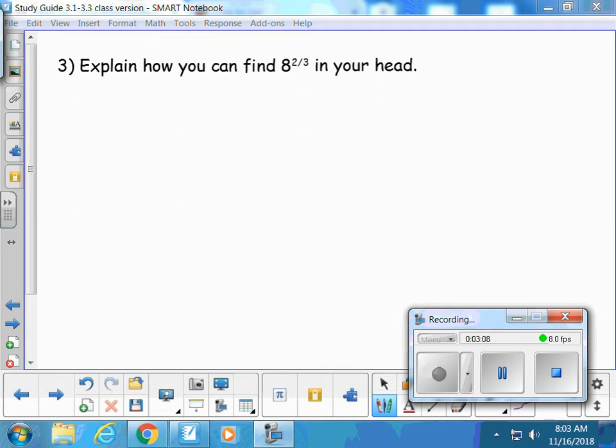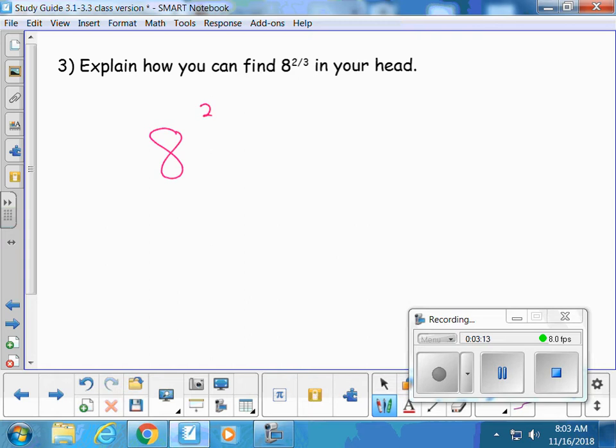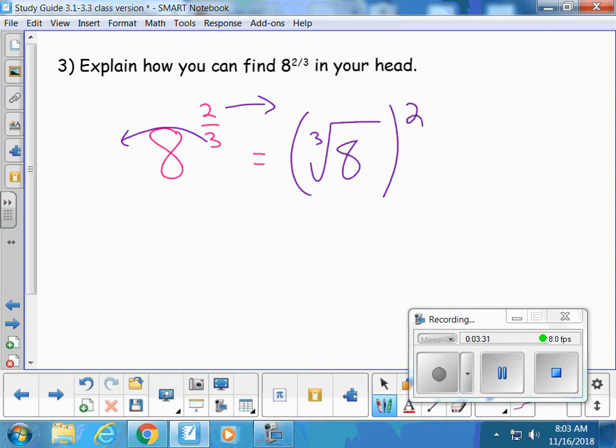All right, we're back. Number 3. Explain how you can find 8 to the 2/3 in your head. Now, I know you can just type it in, but we want to talk about how we can utilize radicals. Do you remember where the 2 would go and where the 3 would go? The 2 would head to the right. He's going to become an exponent. The 3 would head to the left. He's going to become the jail guard of the radical. So this would be rewritten as the cube root of 8 squared. And now you can do it in your head.